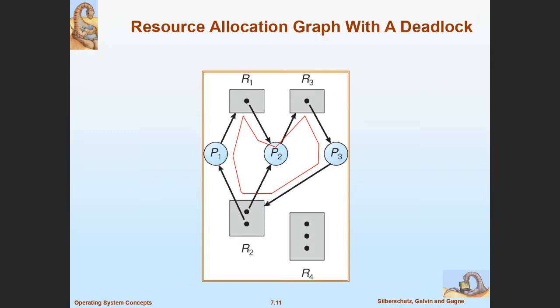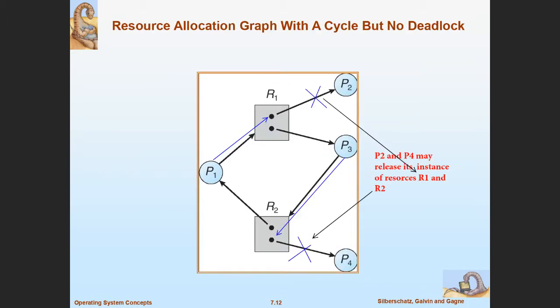Here is an example of a resource allocation graph with a deadlock, because we have a circular relation between processes P1, P2, and P3. We may have an allocation graph with such a circular situation, but there is no deadlock, because in this case we have two instances, and processes P2 and P4 may release their instances of resources R1 and R2, therefore allowing the remaining processes to get what they want.